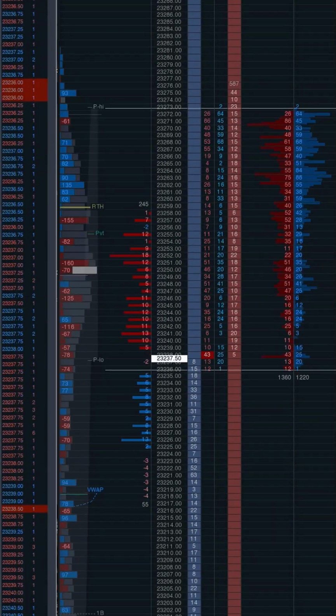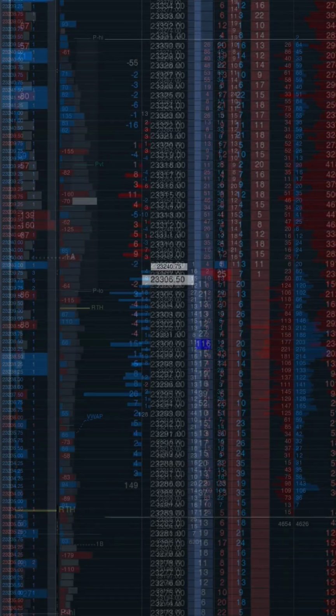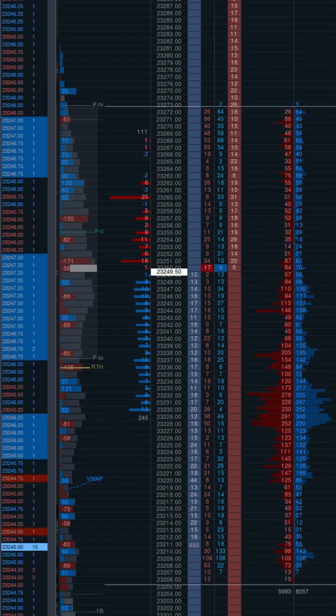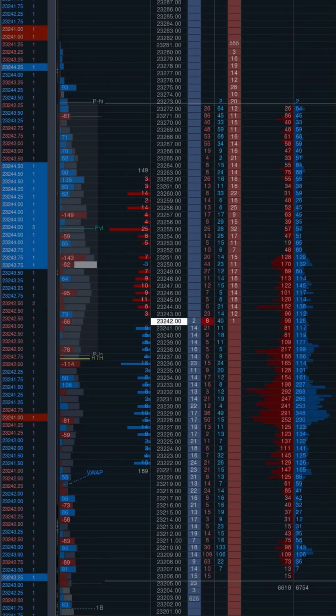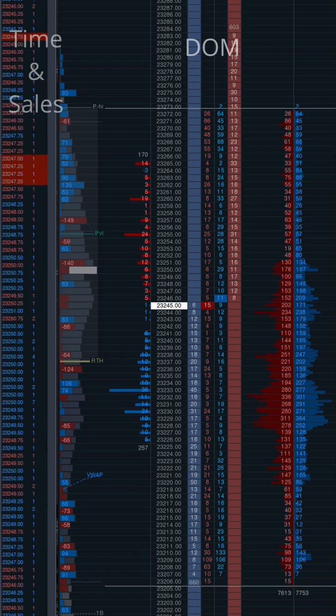DOM trading for noobs. If there's a large buy order on the DOM and it gets filled, why do I see sell prints on time and sales? This is one of the most common points of confusion for traders who are new to order flow. The answer comes down to understanding the difference between the DOM and time and sales.